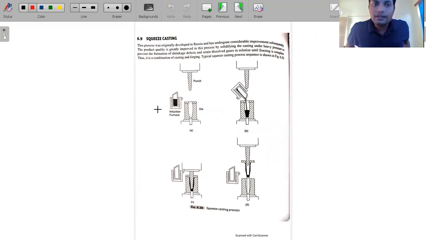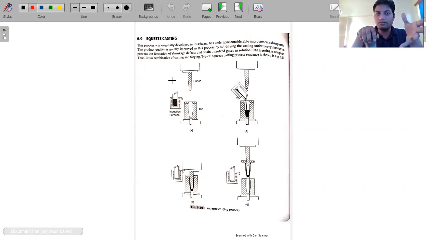Now there are two more casting processes that I'm going to discuss, and they are also very easy. First is the squeeze casting. Here, whatever shape we have to produce, for example, if I have to produce this glass, then whatever the thickness is, in die casting we create the same replica of the casting inside the die.